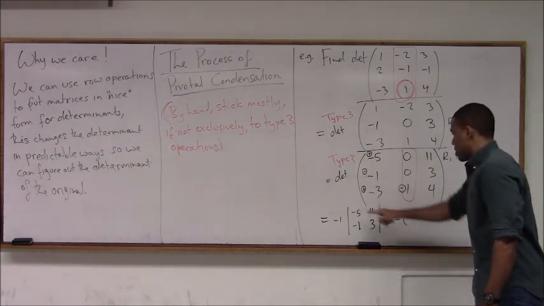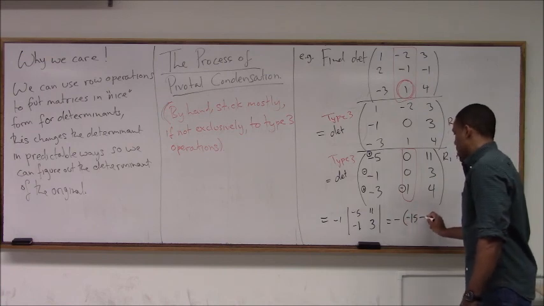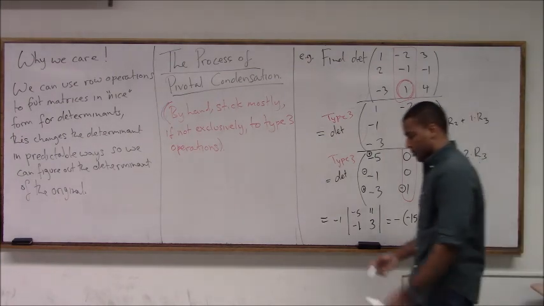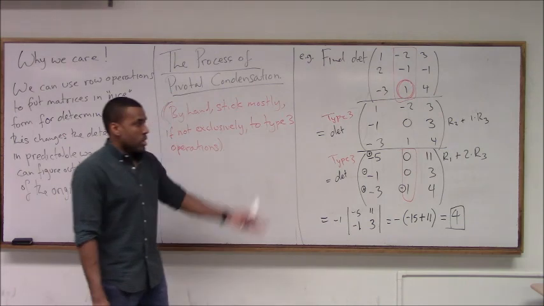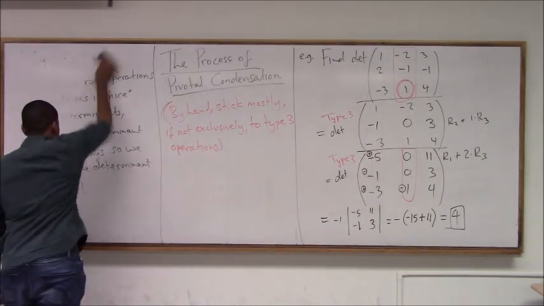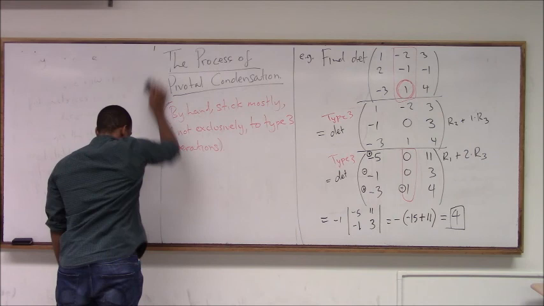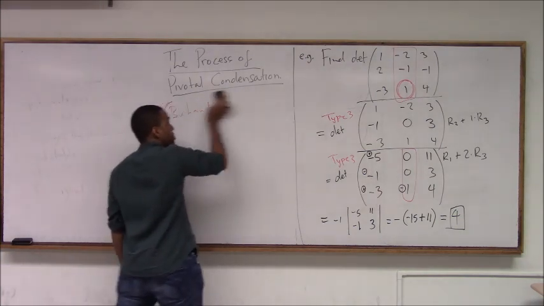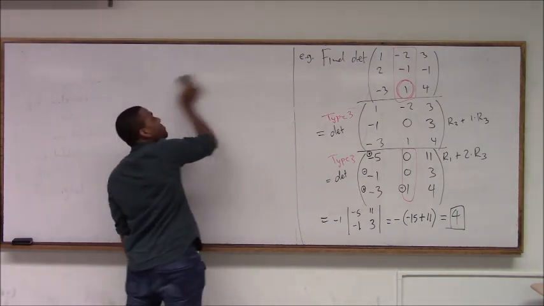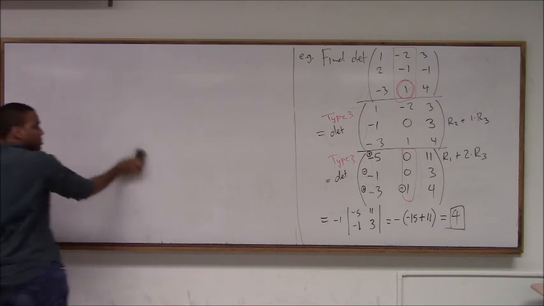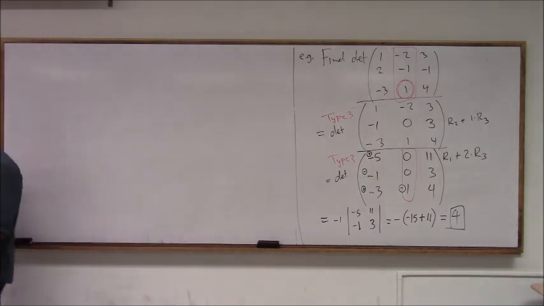Okay, so this is done. Now minus 1, this times this is minus 15, minus, which that becomes plus, that becomes an 11. And so that becomes what? Positive 4. So I do a couple of type 3s, which is just really addition. So do two type 3s, and then I can do one cofactor. That beats doing three cofactors. So what I just did was called pivotal condensation.